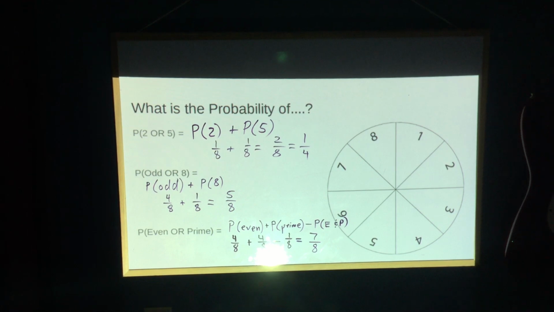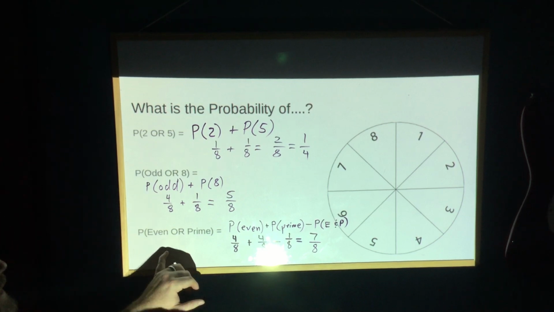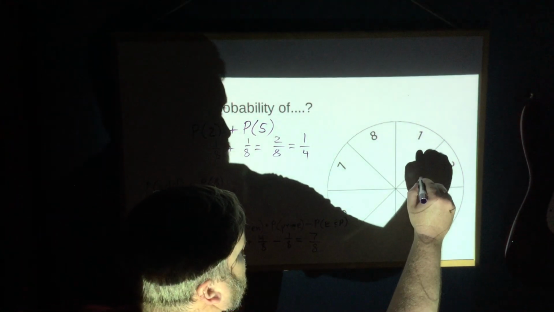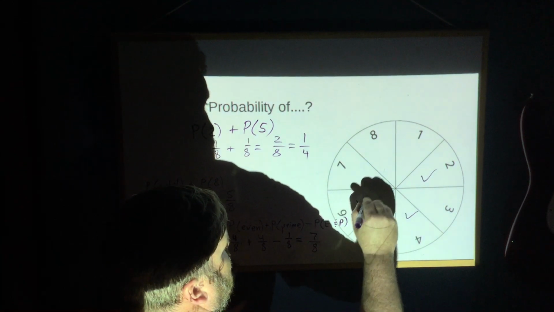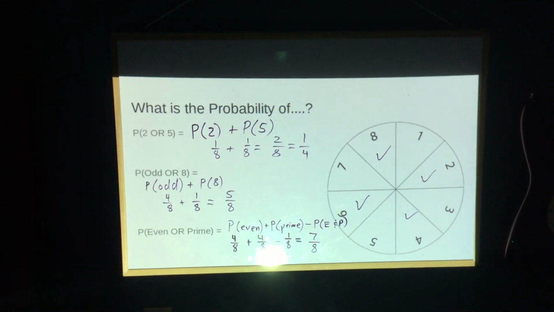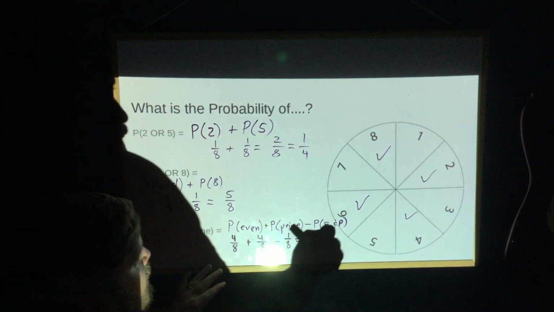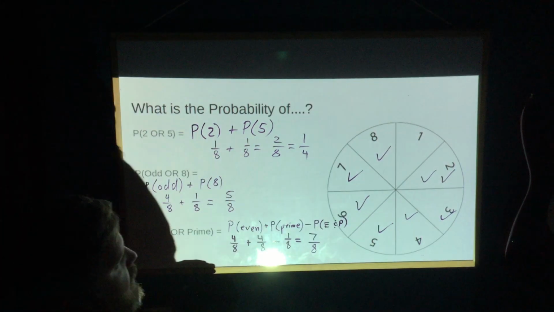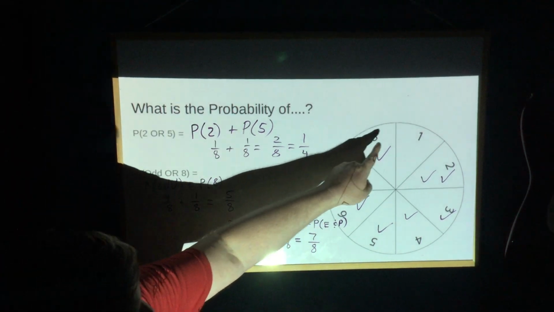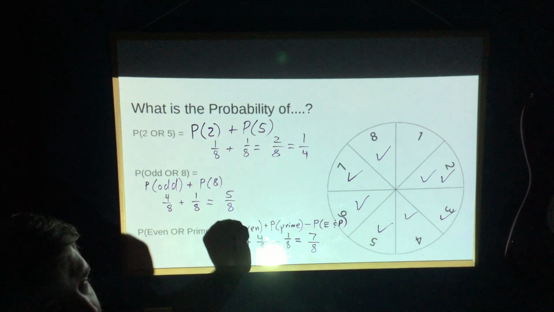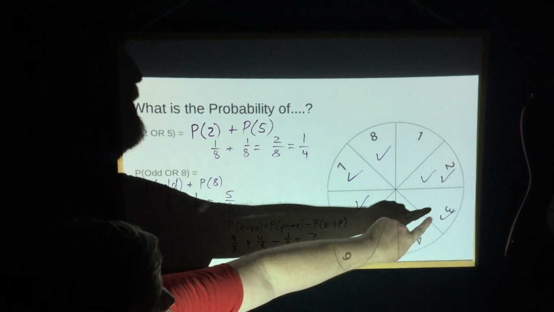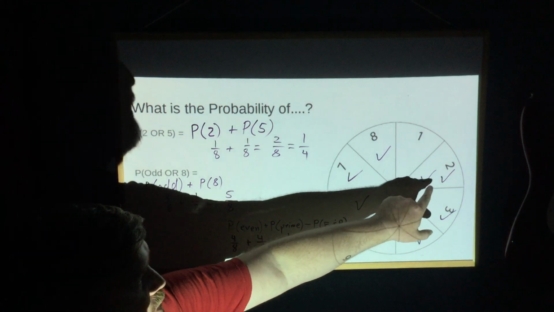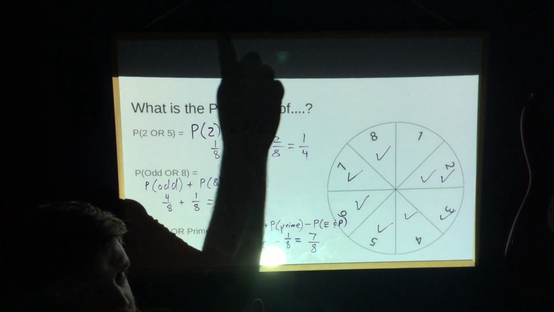If I go through and I put a check mark on every even number, I'll have a check mark there, there, there, and there. Now, if I go back through and put a check mark on every prime number, well, 2 is prime, 3 is prime, 5 is prime, and 7 is prime. So notice, I have 8 check marks up here. But I only have 1, 2, 3, 4, 5, 6, 7 wedges that are checked. This one is double checked. Again, 1 is double checked.